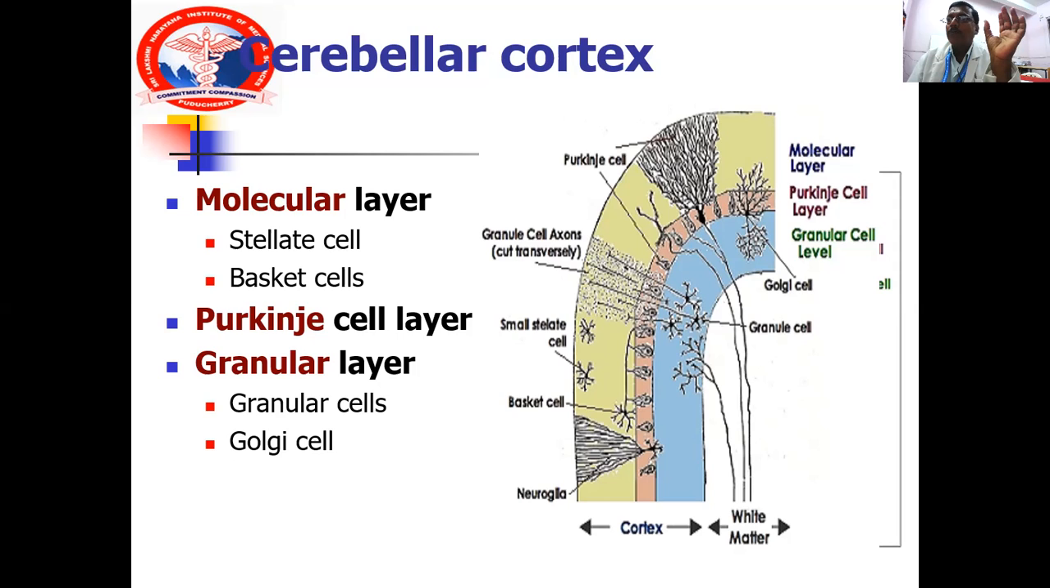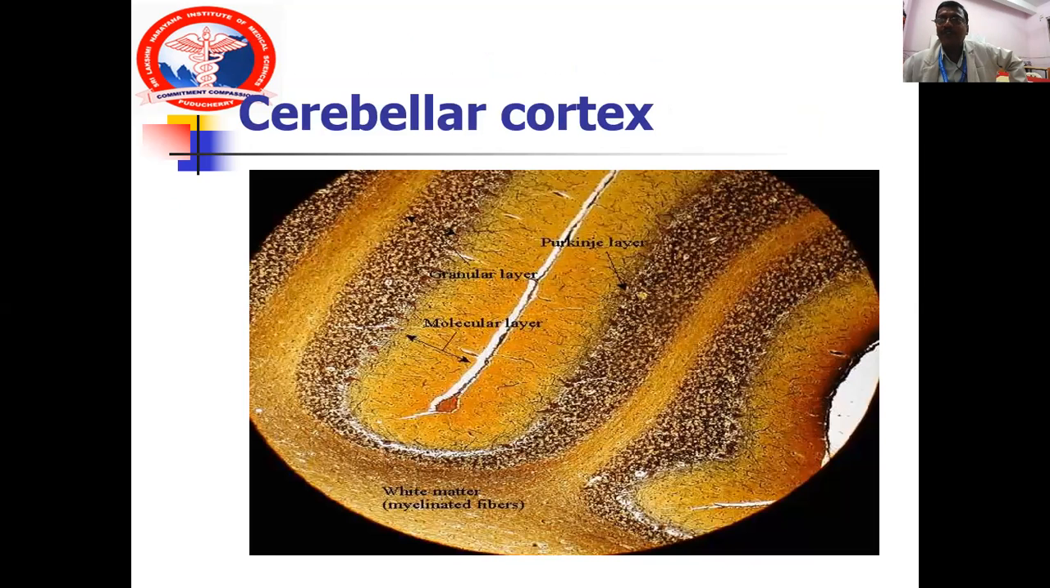The first one, or outermost layer, is called the molecular layer, which consists of stellate cells and basket cells. Then the middle one is the Purkinje cell layer. And the third one is the granular layer. The granular layer consists of granule cells and Golgi cells. And this is a microscopic structure of the cerebellar cortex, which shows the Purkinje cell layer, granular layer, molecular layer, and white matter, that is the myelinated fiber.